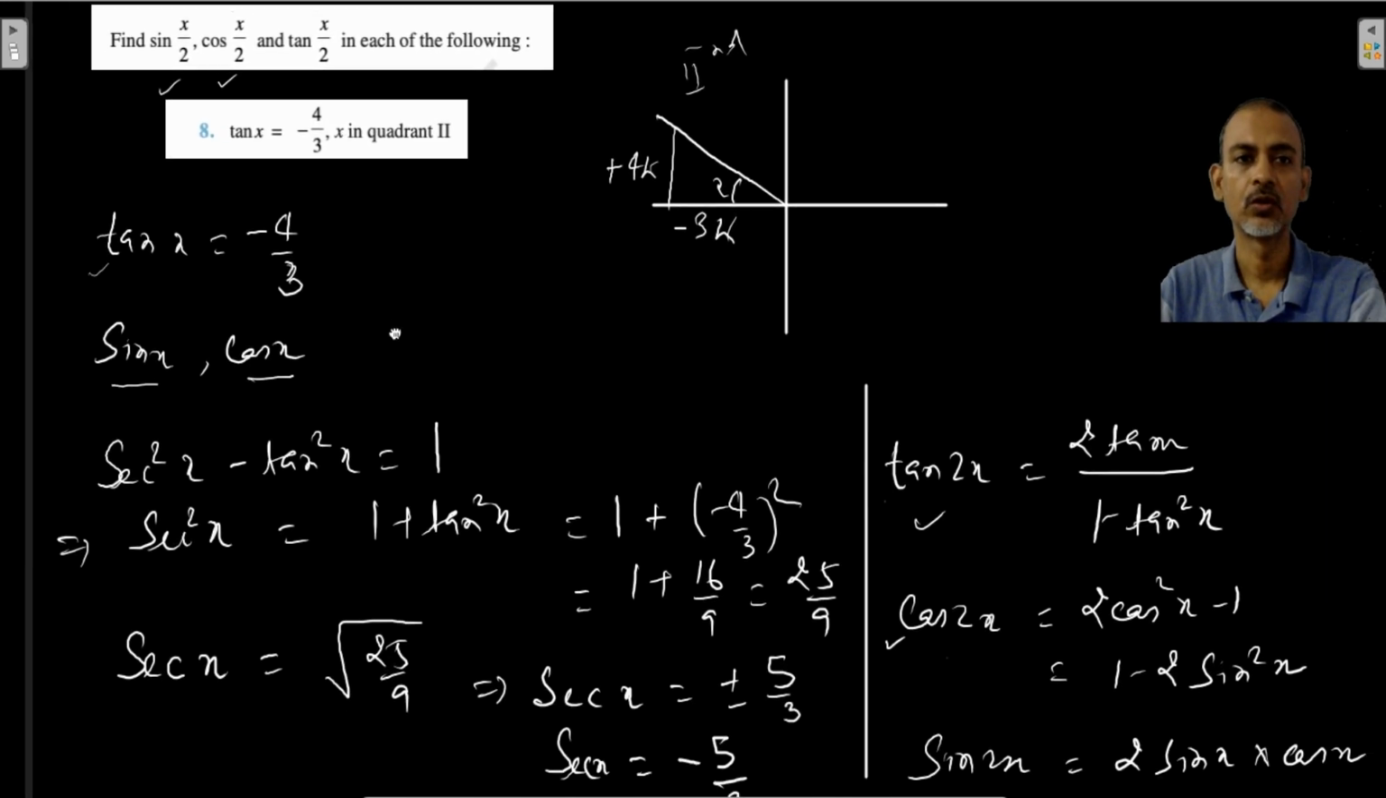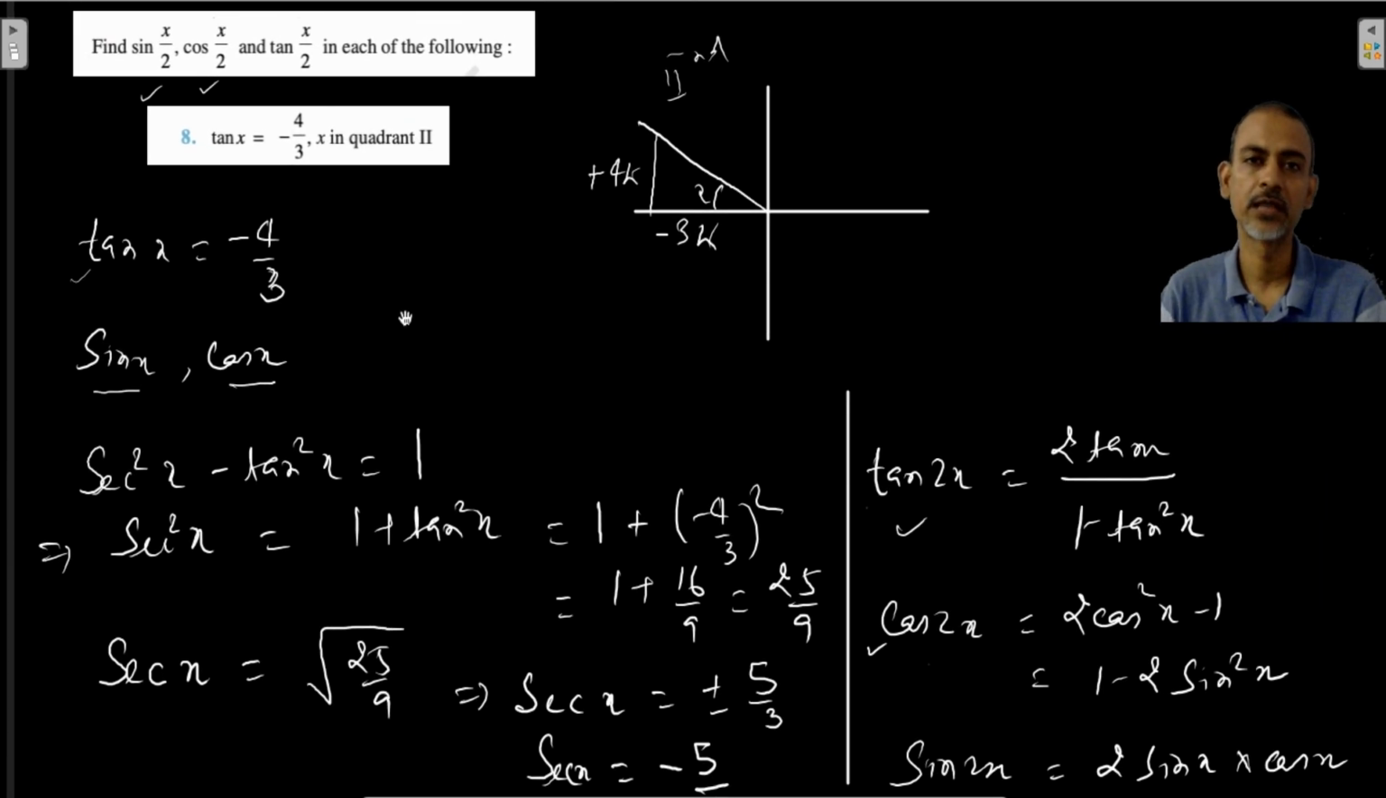Alright, so with this we are done with this lecture. I have just finished problem number 7 and 8. In the next lecture we will try to finish problem number 9 and 10, and with that we will conclude the miscellaneous exercise of chapter 3.